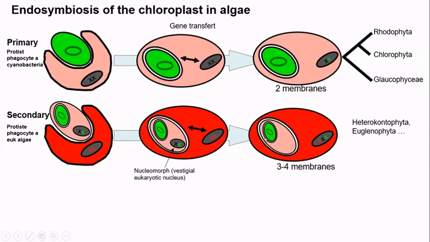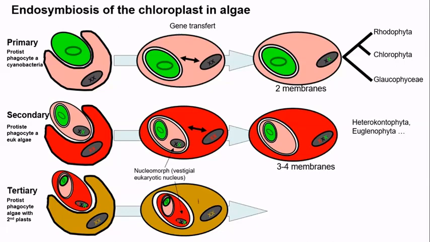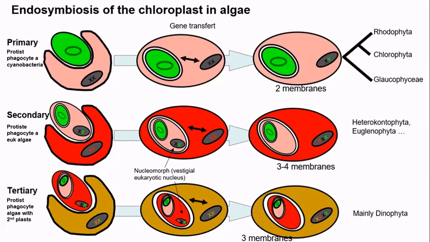So here you can have 3 or 4 membranes, because one membrane disappeared with evolution for some of the groups. And in the chloroplasts of some groups you can have what we call a nucleomorph, which is the remains of the nucleus of, for instance, the Chlorophyta. And we had, in some cases, a tertiary endosymbiosis. Again, the same process, and this gave mostly the Dinophyta.